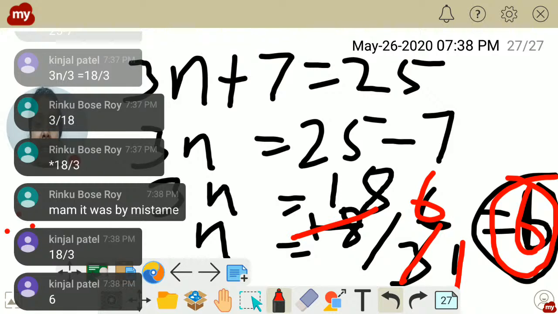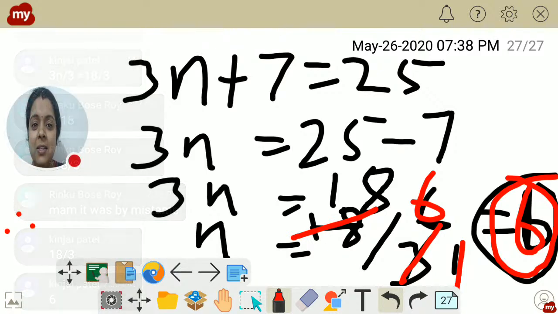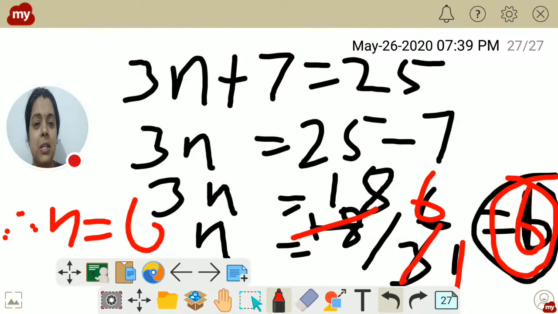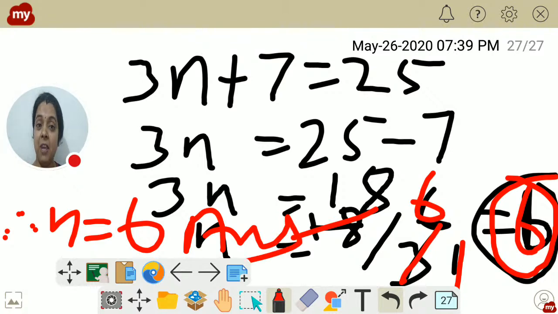Hence. This is called hence: one dot at the top and two dots at the bottom. Hence, n is equal to 6. Answer. Every time when we go for maths, it's very important to write down the last step. And what is the last step? Answer. Hence, n is equal to 6. Answer. Right? I hope you people have done it.